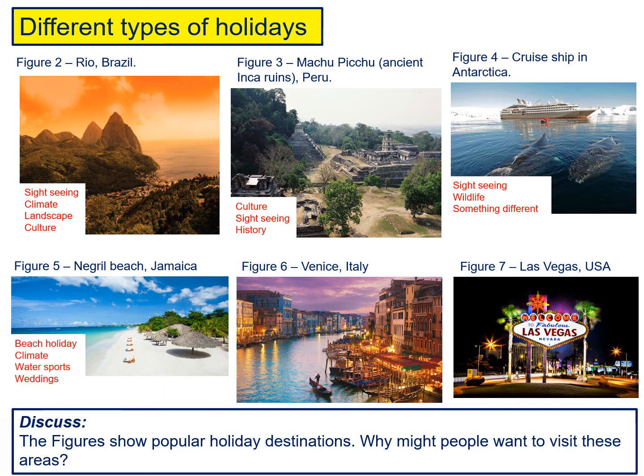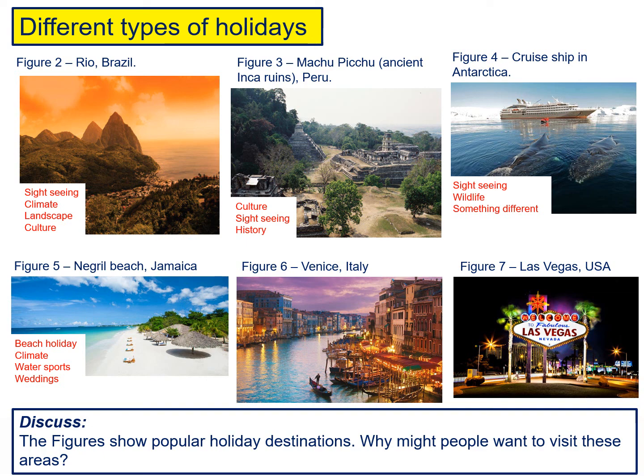Figure 5, Negril Beach. Obviously you want to go and lie on a beach, on a tropical beach. Beautiful surroundings, you've got lovely climate, you can do water sports, and people like to get married there as well. So you can even have wedding tourism. I don't know if you know anyone or you have yourself been on holiday for someone's wedding.